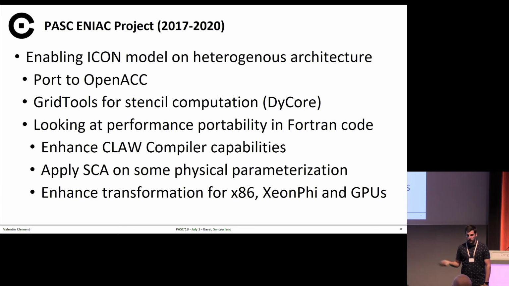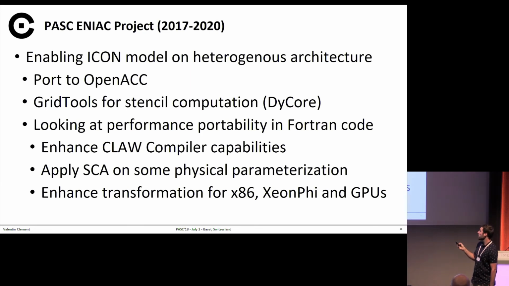So this was not only a research project, the CLAW compiler. We are still under development at the moment. We have a project called the ENIAC project, financed by the PASC initiative. The goal is to enable the ICON model on heterogeneous architecture. ICON is the new global model from the DWD in Germany. One colleague of mine is porting it to OpenACC to have a baseline.